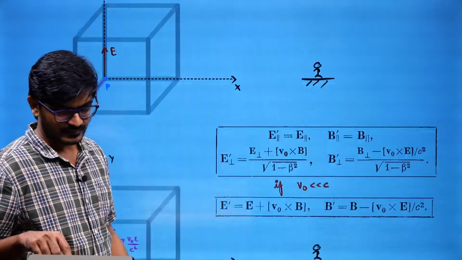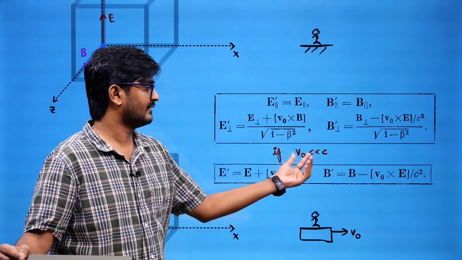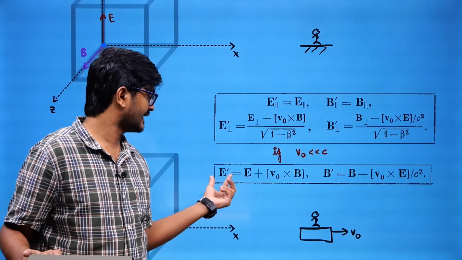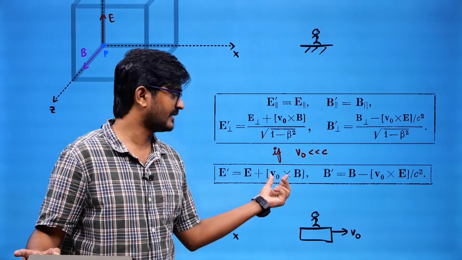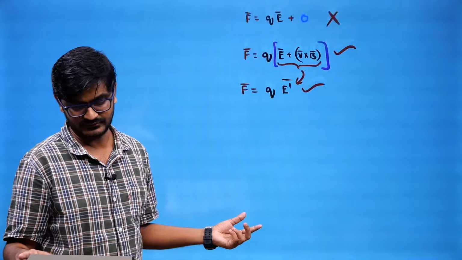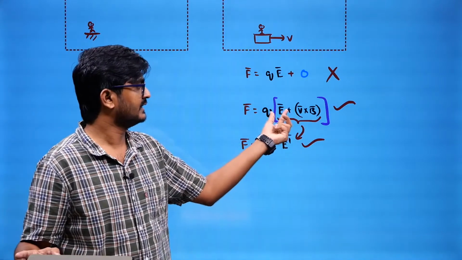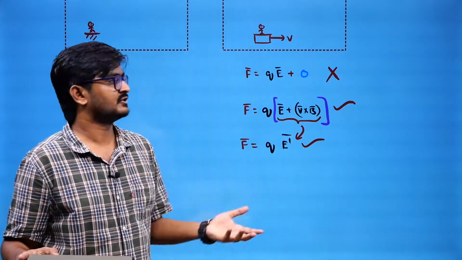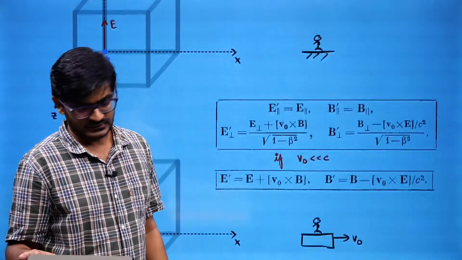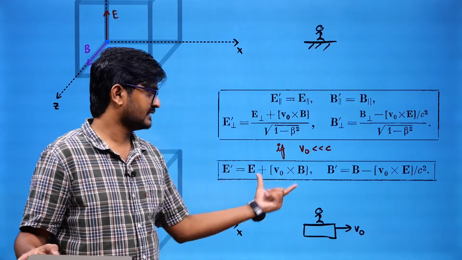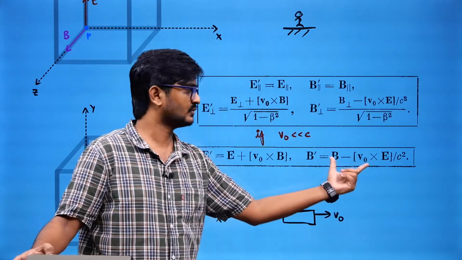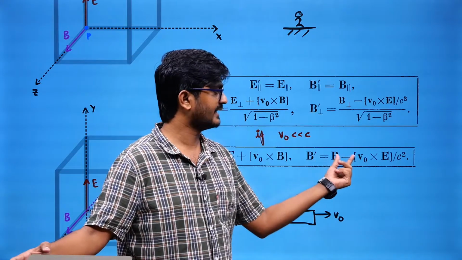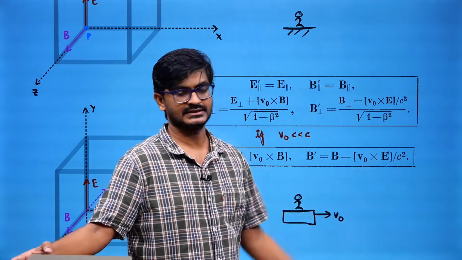Now, generally when v naught is much less than c, where c is the speed of light, the new electric field is going to be E bar plus v bar cross B bar, which I have shown here. The new electric field will be E bar plus v bar cross B bar, where v bar is our frame's speed. It's not so easy to show what the new magnetic field is, so you can just take it for granted. The new magnetic field is going to be the old magnetic field minus v bar cross E bar by c square.